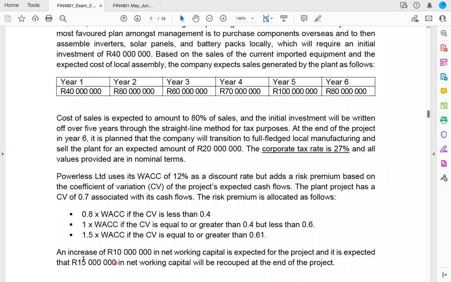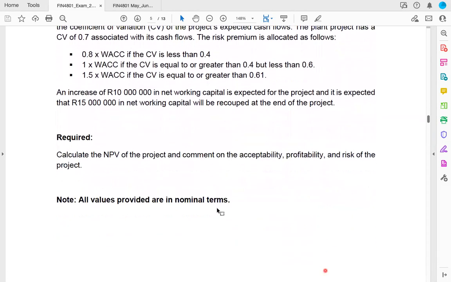So an increase of 10 million rand in net working capital is expected for the project, and it is expected that 15 million in net working capital will be recouped or recovered at the end of the project. Then we are asked to calculate the NPV of the project, comment on the acceptability, profitability, and risk of the project. All values provided are in nominal terms. Okay.